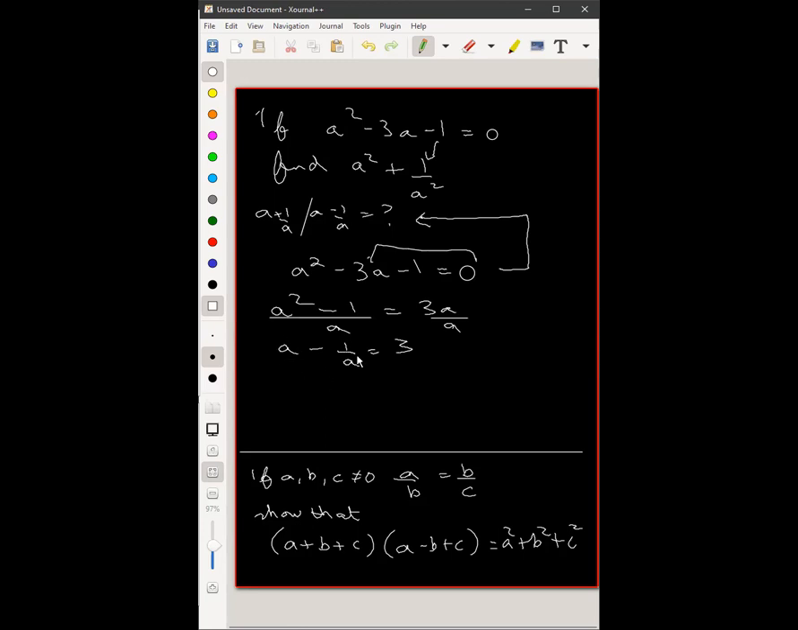Squaring both sides. Yes. What will we get? We get a squared plus 1 upon a squared minus 2 is equal to 9. So a squared plus 1 upon a squared will be 11. Don't make this mistake, okay? Remember we did a similar question earlier? Yes, sir. Then don't forget.